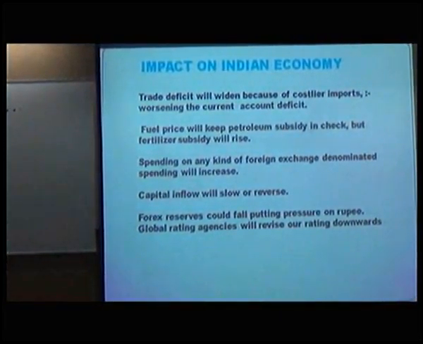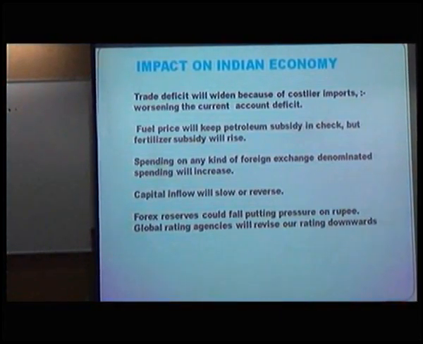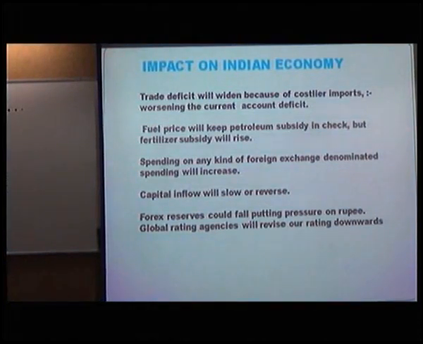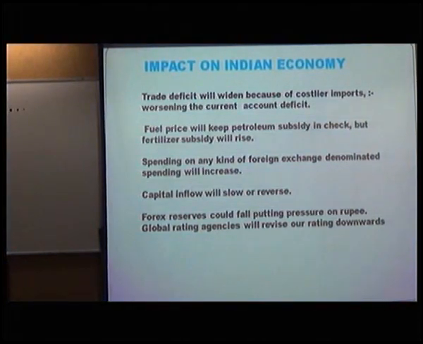Capital inflow will slow or reverse. Forex reserves could fall, putting pressure on the rupee. Global rating agencies will revise our rating downwards.